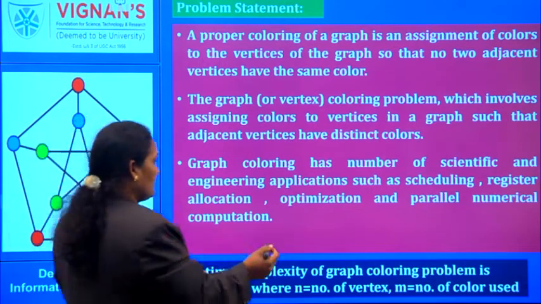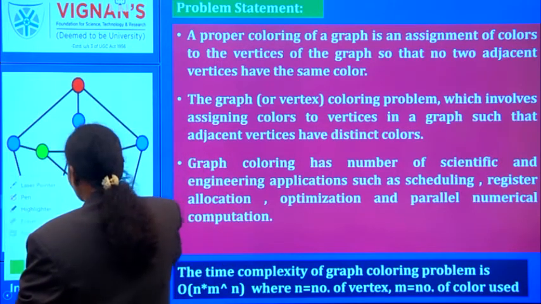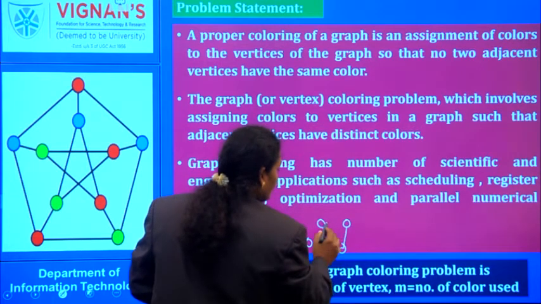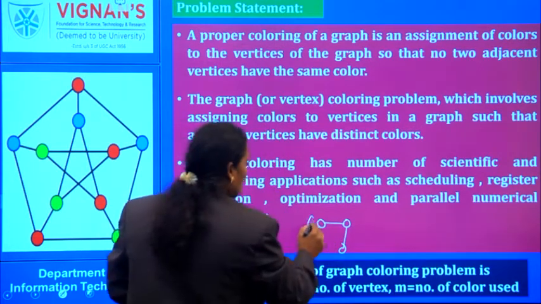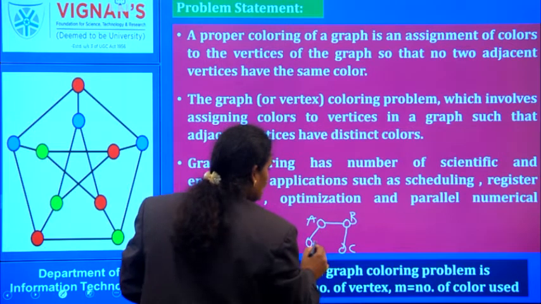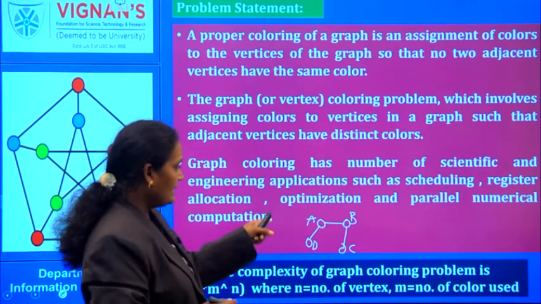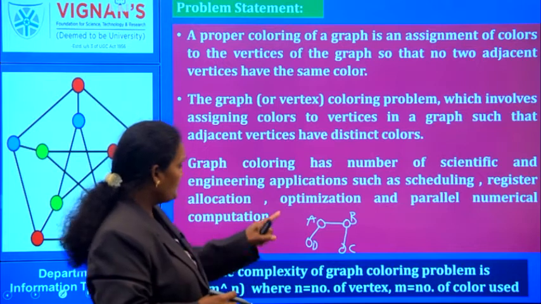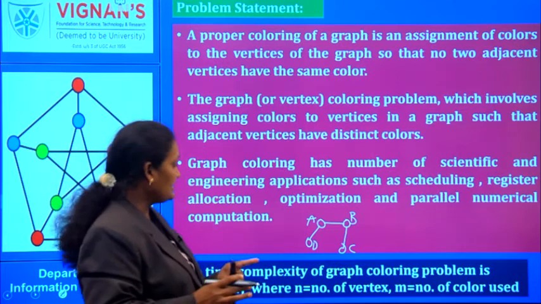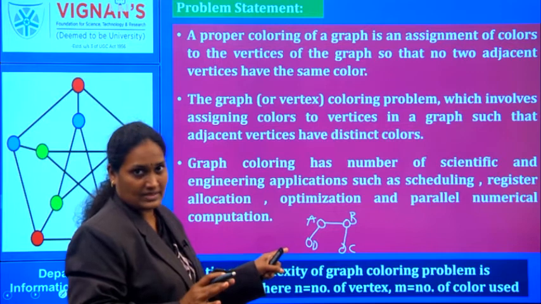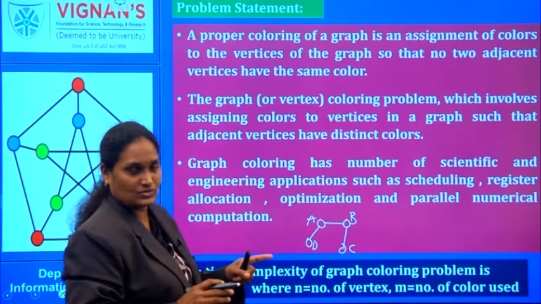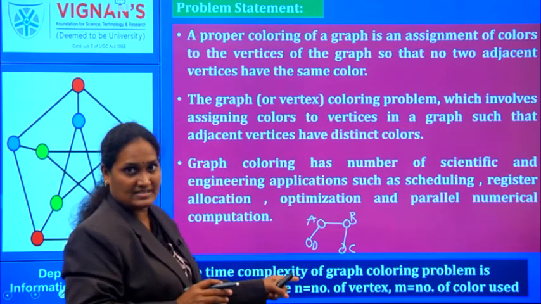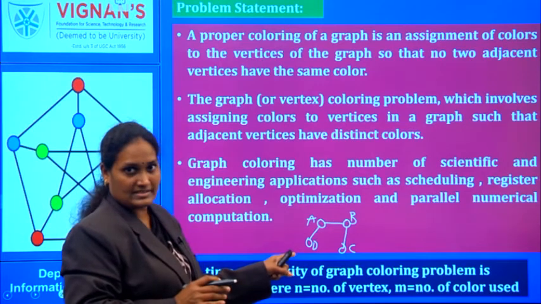If I am taking two vertices, and those two vertices are connected with an edge, then those two vertices are called adjacent vertices. Here, A, B are adjacent vertices. A, D are adjacent vertices. B, C are adjacent vertices. But C, D are not adjacent vertices, that is, there is no edge between those two. A, C are also not adjacent vertices. There is no direct edge between A and C. B, D are also not adjacent vertices.